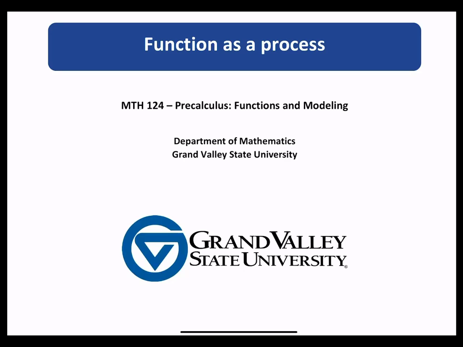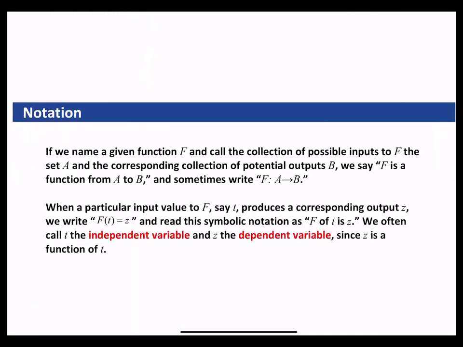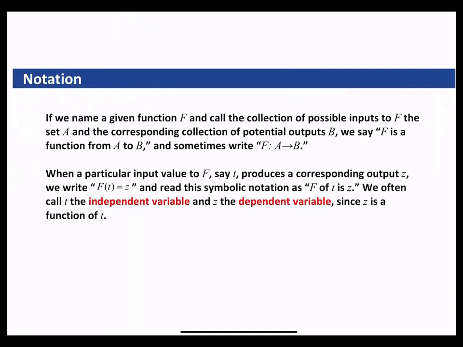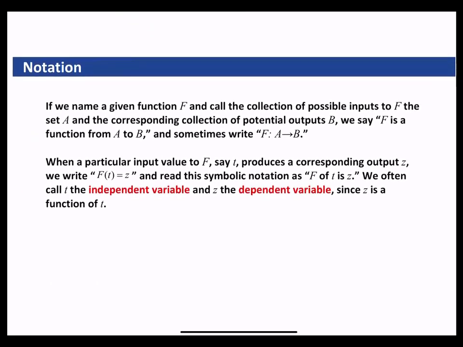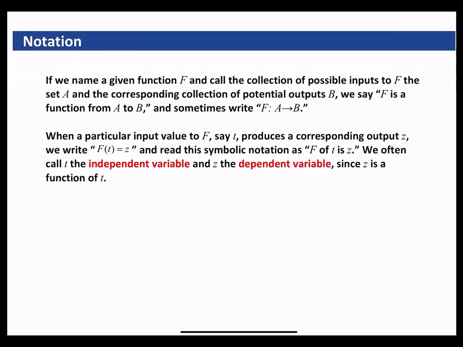Some important notation here. If we name a given function f and call the collection of possible inputs to f the set A, and the corresponding collection of potential outputs B, we say f is a function from A to B. And then we use this particular notation: f colon A to B with an arrow.